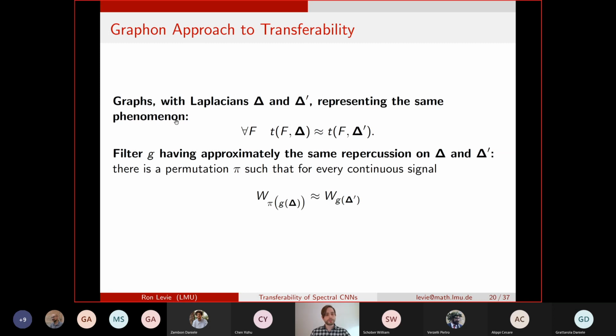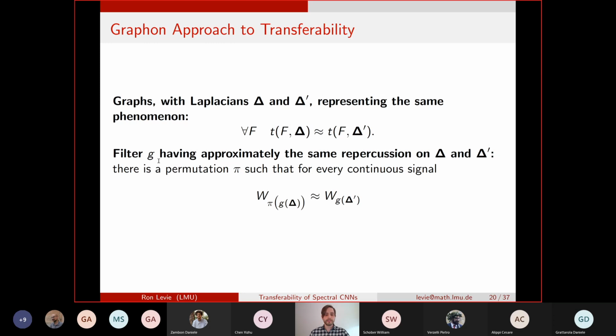So in the graphon approach, two graphs with Laplacians Δ and Δ' represent the same phenomenon if for every simple graph or every motif, the homomorphism density in the first graph is approximately the same as the homomorphism density in the second graph. As I said before, two graphs represent the same phenomenon if they have the same substructures.